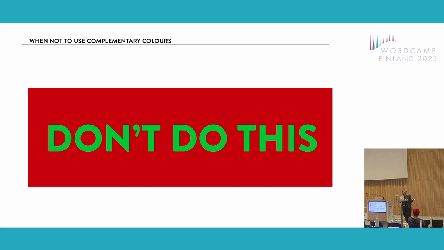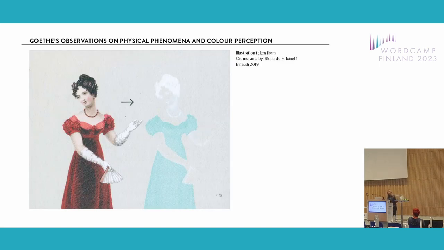You see it again, don't you? It's like a phantom image, but it's reversed. You see the same thing, don't do this, but you see it in reversed colors. This is something that Goethe noticed.